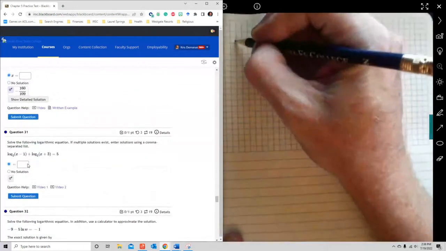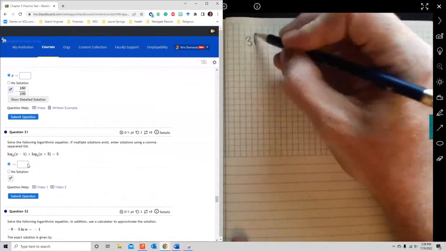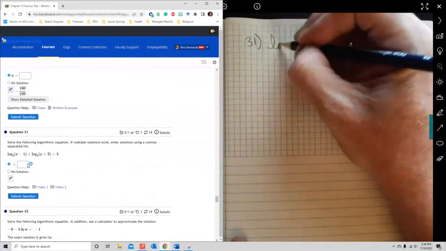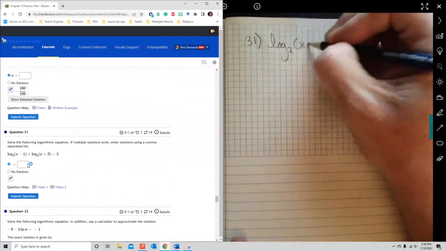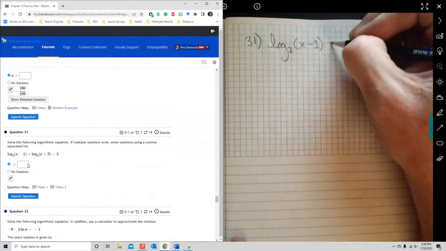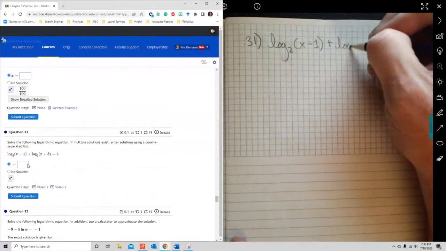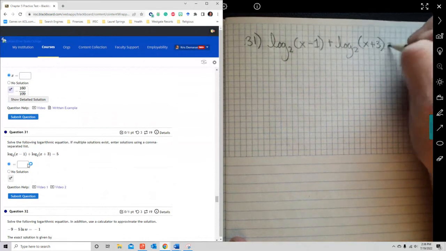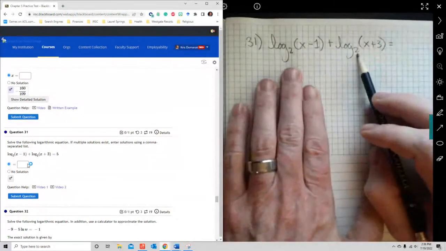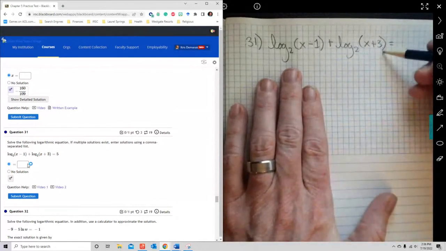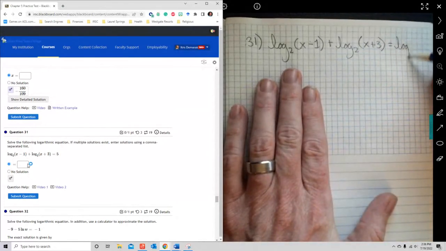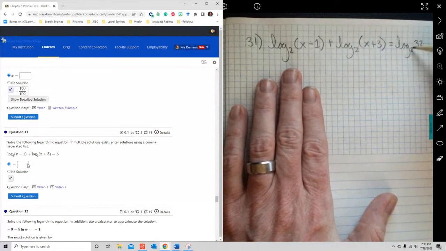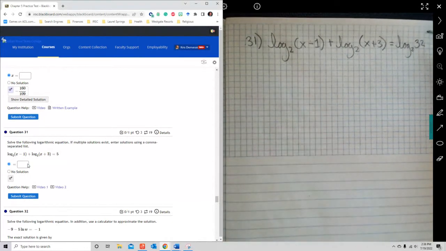Let's try 31. All right, log base 2 of x minus 1 plus log base 2 of x plus 3 equals, and now because I have the log base 2's, like the problem we just did, I'm going to rewrite 5. So I have to have a log base 2. So somehow I have to get it to 5. And if it's 32, then it'd be 2 to the 5th power, which equals the 5 that we're looking for. So that's why I came up with 32.